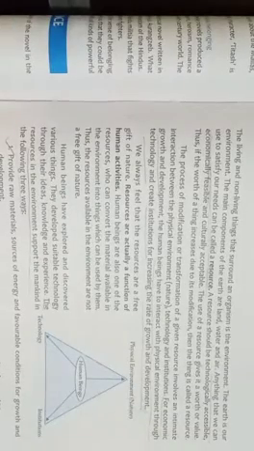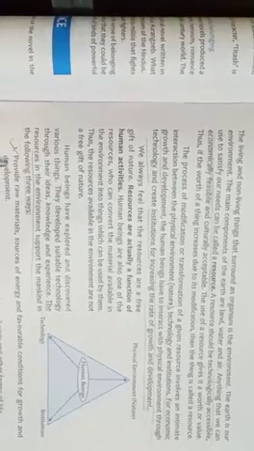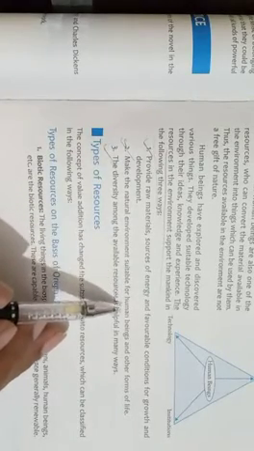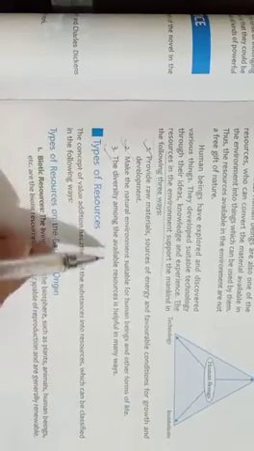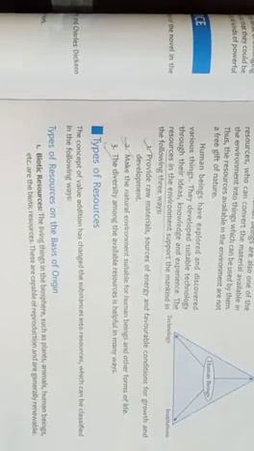Next, how does a resource help mankind? They provide raw material, source of energy, and favorable conditions for growth and development. Number two, it also makes the natural environment suitable for human beings and other forms of life. And third, it provides diversity among the available resources. So this is resource and its importance, what they do for our mankind.